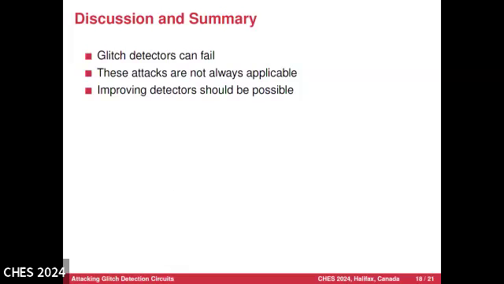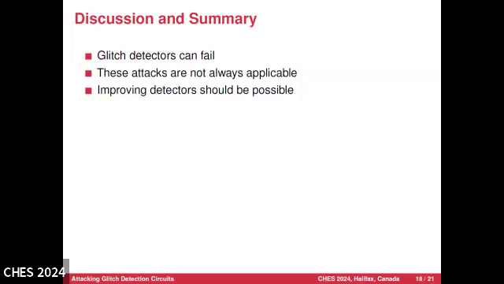So just to end with a quick summary. We saw in these FPGA experiments that these glitch detectors can fail. I'd also like to highlight that these attacks would not always be applicable. First of all, they require fairly fast changing clock signals, which is a challenge. And also they obviously require access to manipulate the clock signal, which is not always a realistic setting.